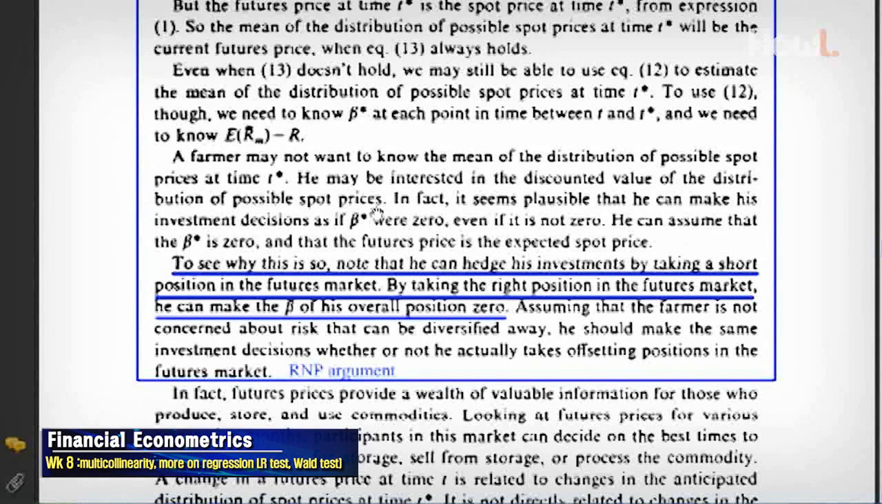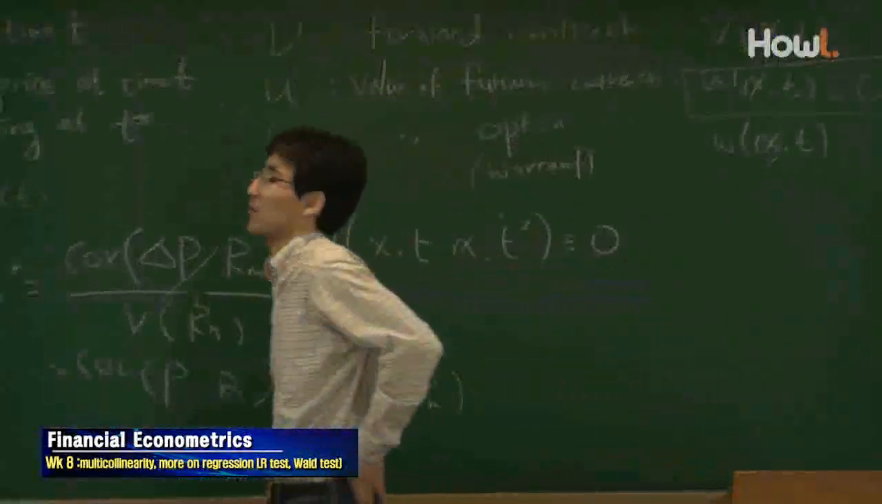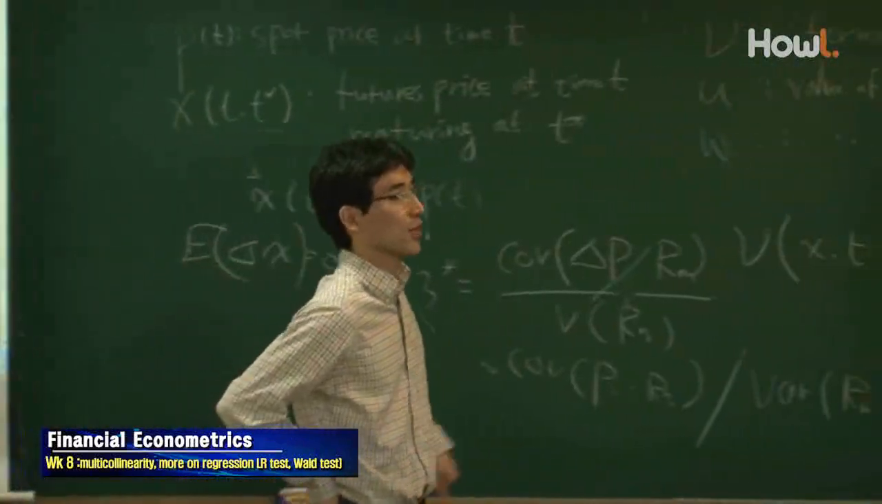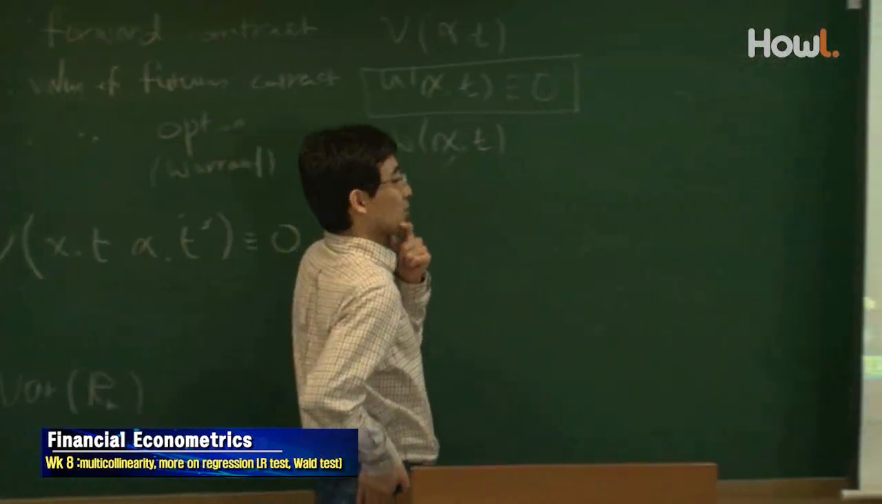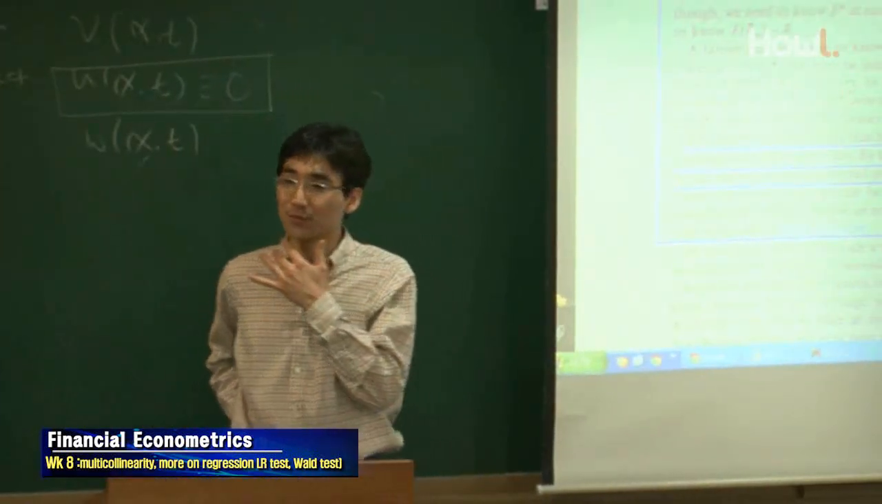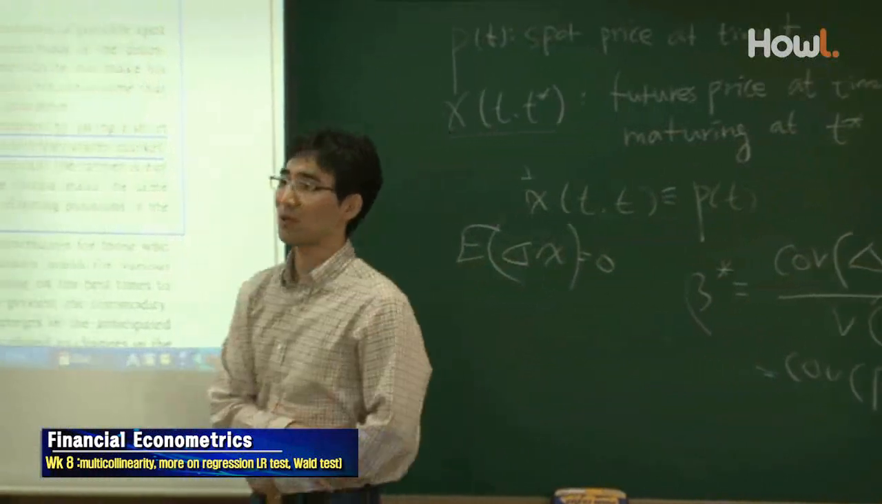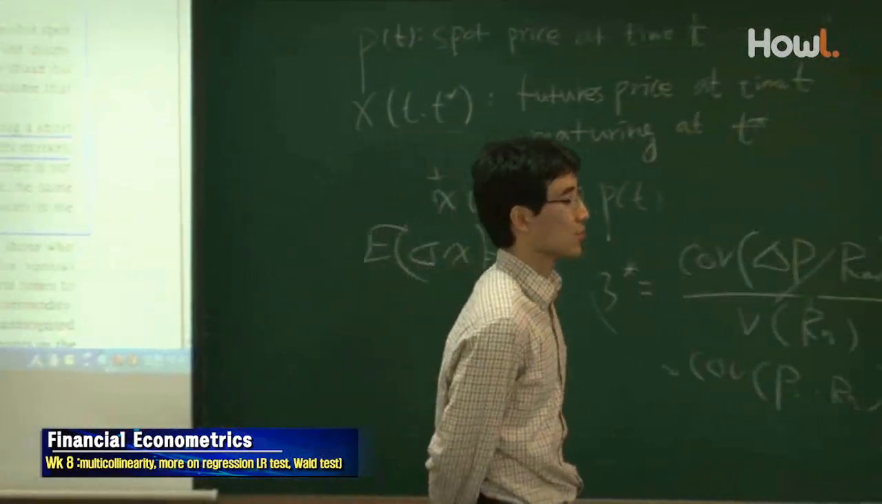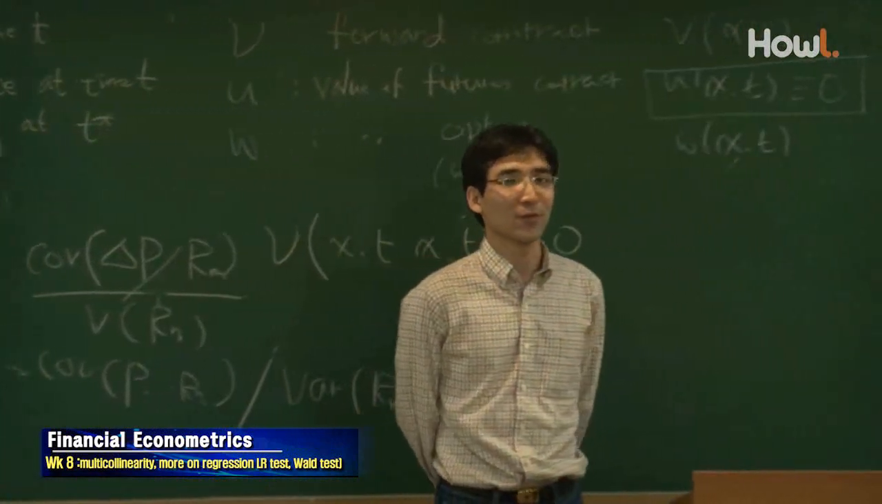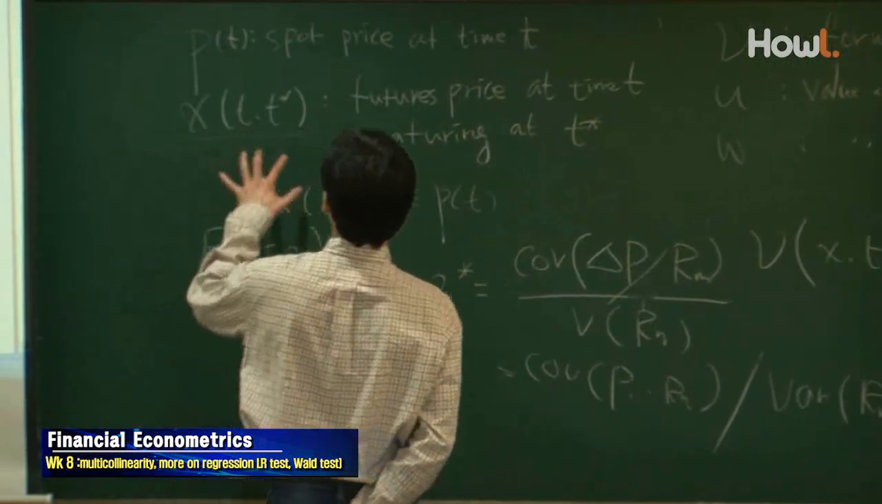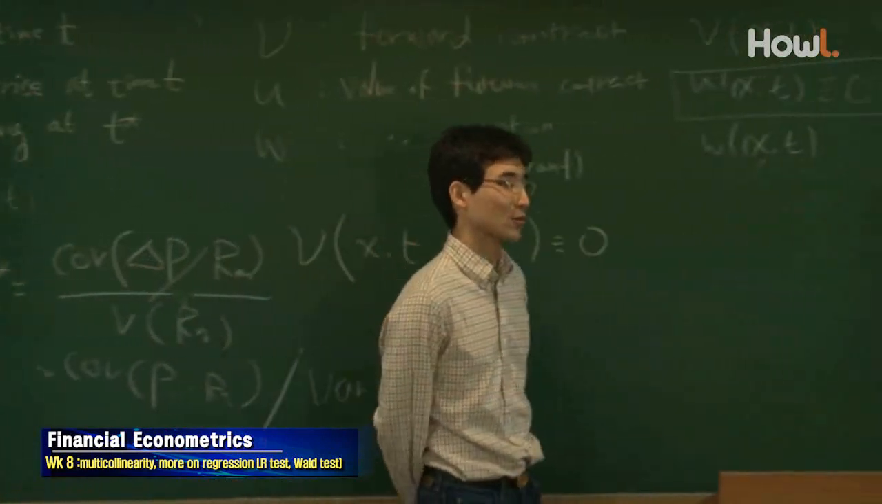And assuming that the farmer is not concerned about risks that can be diversified away, he should make the same investment decision whether or not he actually takes an offsetting position in the futures market. So again, as I explained before, we can get rid of idiosyncratic risk by diversification, and we can get rid of systematic risk by hedging. Since the farmer can hedge his position, he doesn't have any systematic risk, which is equivalent to saying that dollar beta is 0 in this case, which is identical to assuming the change of the futures price is equal to 0.